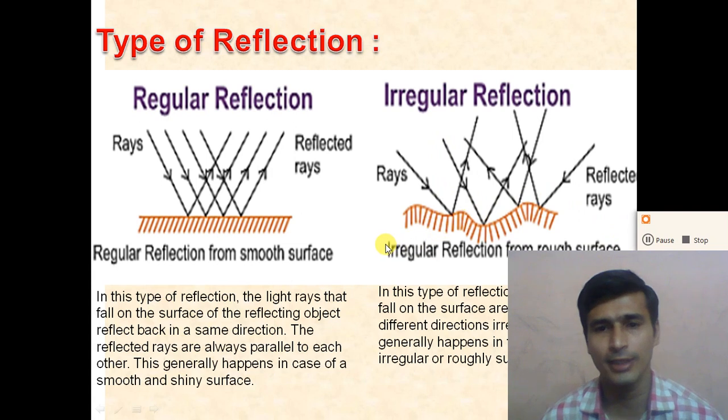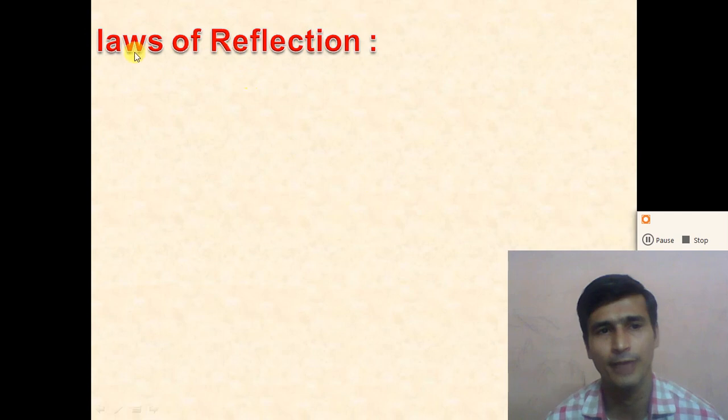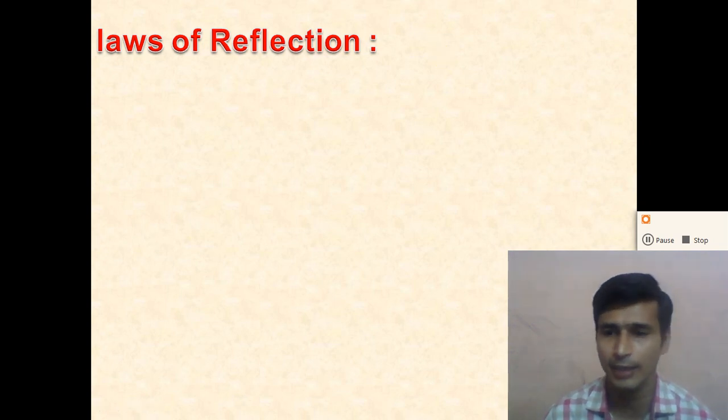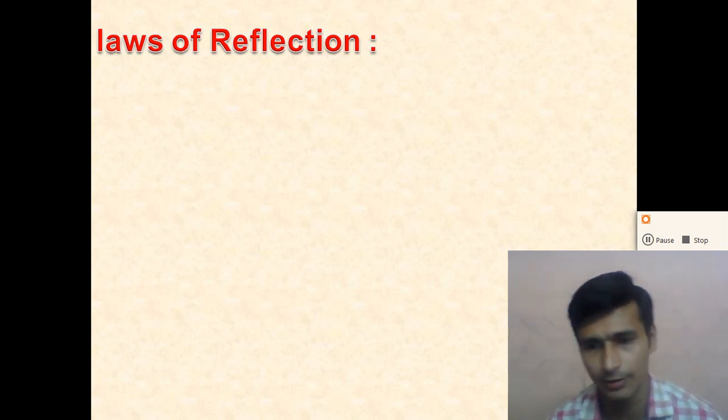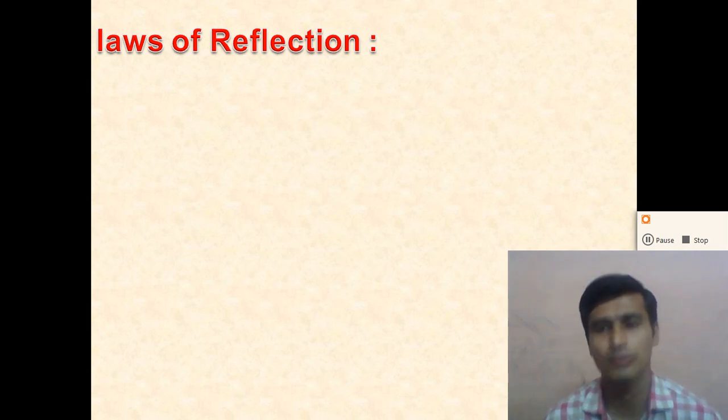So now dear students, we understand some basic laws regarding reflection, which are called the laws of reflection. These laws of reflection are applicable for both types of reflection, either regular reflection or irregular reflection, right? Whether it is regular reflection or irregular reflection, these laws of reflection are true for both types of reflection. So what are the laws of reflection?